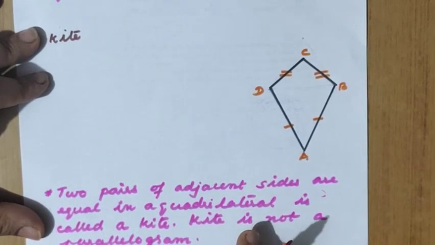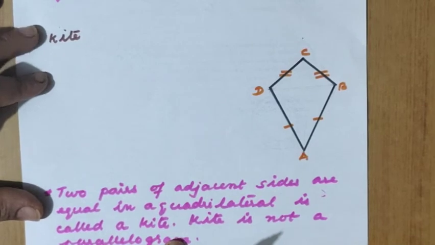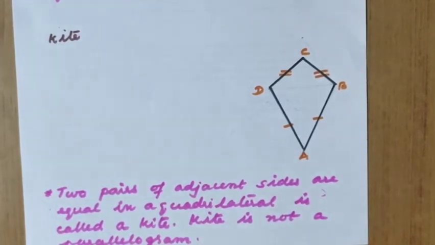A kite is not a parallelogram because the opposite sides equal and parallel property is not satisfied here. So two pairs of adjacent sides equal in a quadrilateral, then it is called a kite.